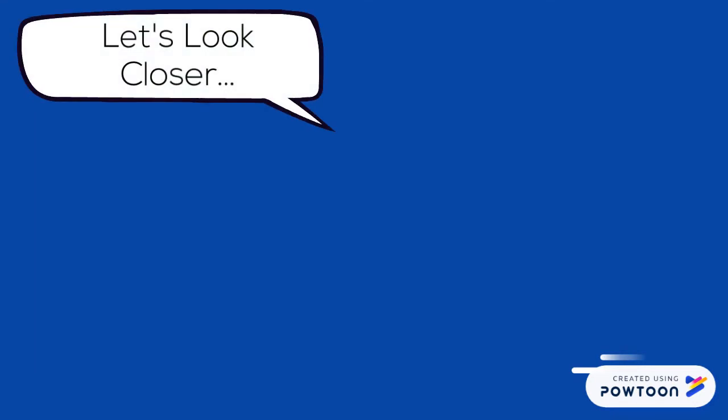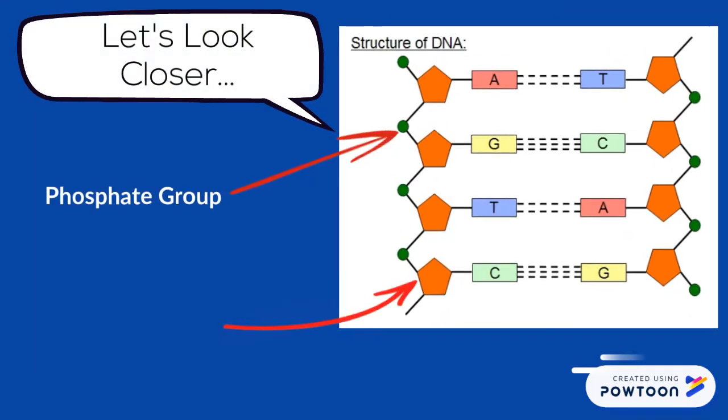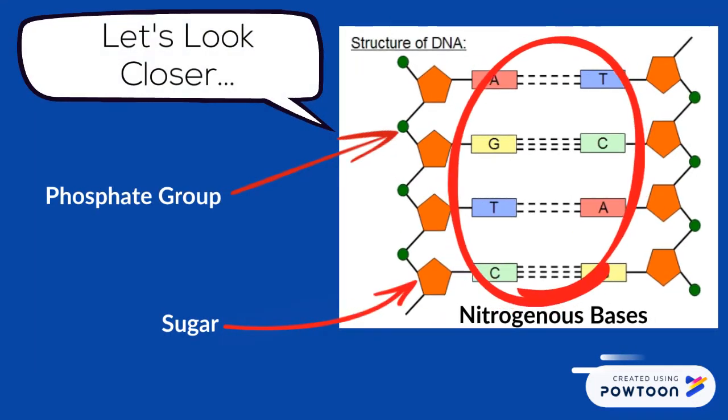Let's zoom in now and take a closer look at the structure of these nucleotides. If you look at the picture, the part of DNA that makes up the outer helix is a 5-carbon sugar backbone. On each of these sugar molecules, there's a green dot that represents a phosphate group. Then, in the middle, what makes up the steps of this twisted ladder are the four unique bases.